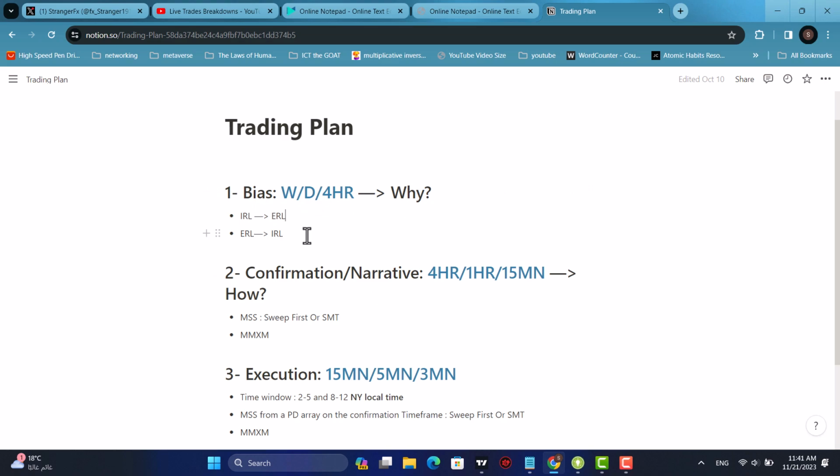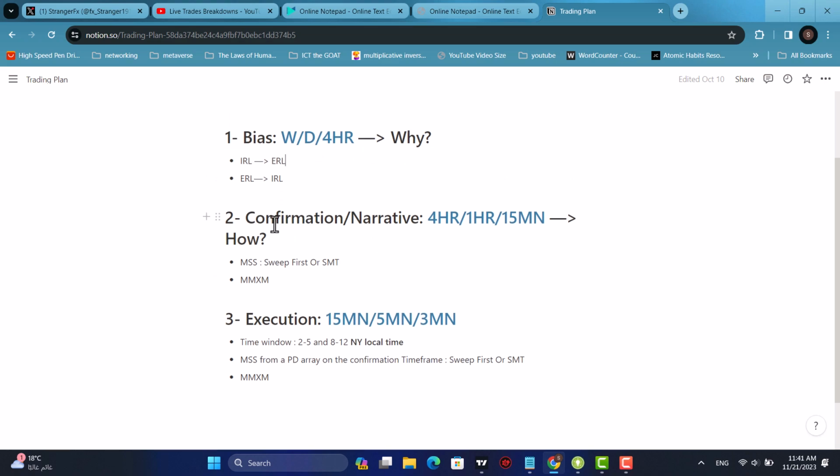And now we're going to go to the confirmation or the narrative, and we're going to use the 1 hour for this one. So daily and 1 hour is the best suitable combination. And what we want to see is a market structure shift, right? And we want to see a sweep first or an SMT divergence and a market maker X model for targets. And let's go to the chart again.